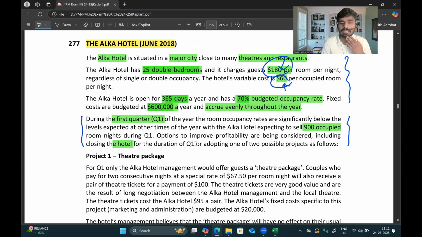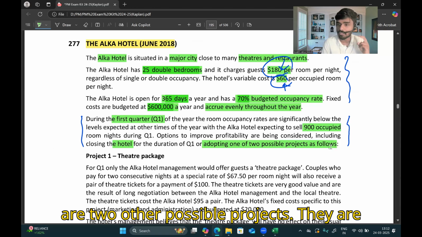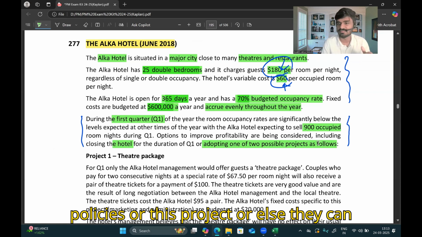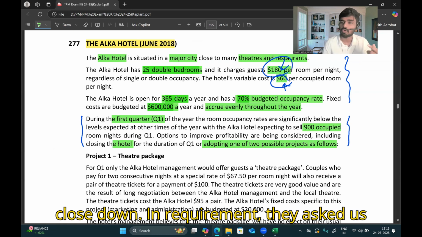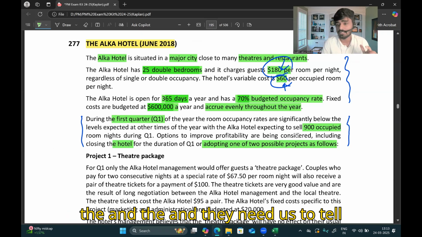Anyway, for the duration of Q1, they are considering adopting one of two possible projects as follows. They are telling us they can either adopt these projects, or else they can close down. In the requirements, they asked us to calculate the profit or loss in Q1, and they need us to tell whether they should close down.